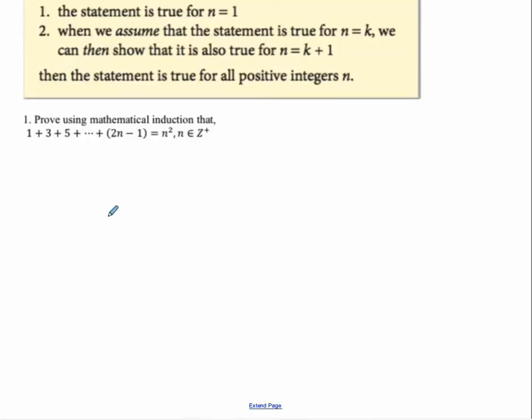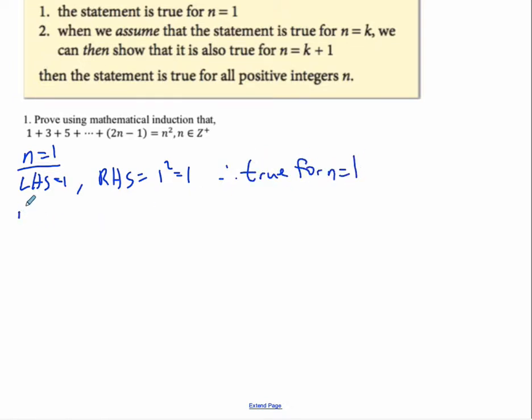So let's take a look at how this works. So in this example, we're trying to prove this. So we'll start with the first number called the base case, and this is z plus, so we're starting with the positive integers. So we start with n equals 1. So for n equals 1, we only have one term in this series. That's 2 times 1 minus 1 is 1. Okay, so the left-hand side of the equation is 1. The right-hand side is 1 squared, which equals 1, and those are the same, so therefore the statement is true for n equals 1.